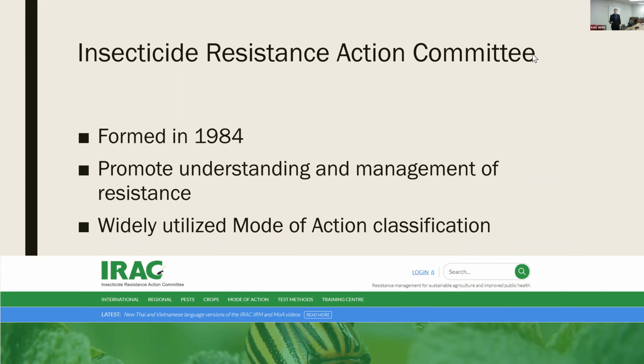And in response to this rapid development of resistance, a number of groups have been formed to help inform the growers and those managing these pests of the ways to manage this resistance concern. One of these groups is the Insecticide Resistance Action Committee. This group was formed in 1984 and is comprised of members from all of the major insecticidal chemistry manufacturers. Their goal is to promote the understanding and management of insecticide resistance, and they are considered one of the foremost authorities on insecticide resistance management and on insecticide resistance. They also are the producers of the most widely utilized mode of action classification to inform farmers of proper rotations and what products they're actually using.